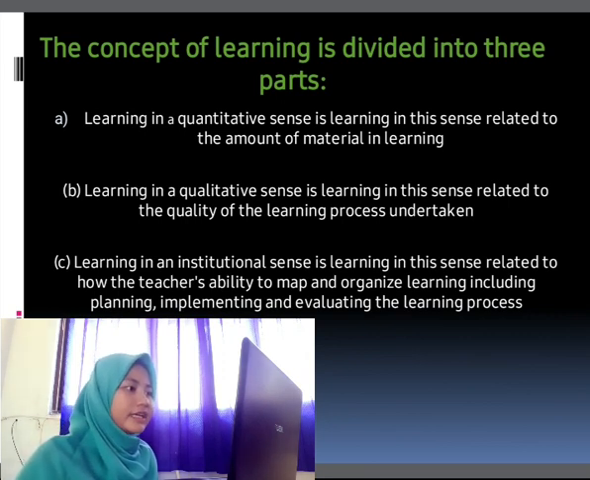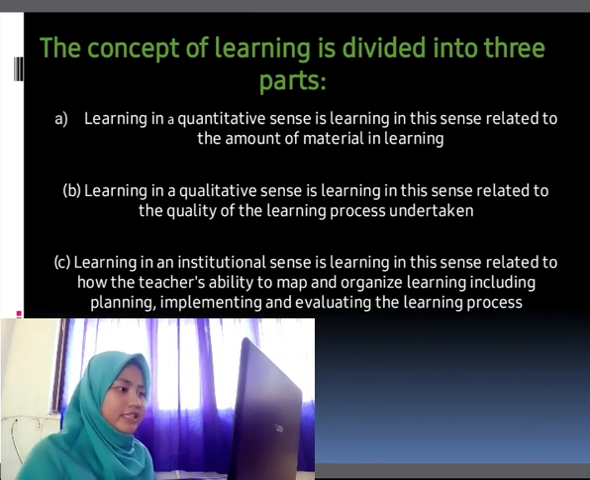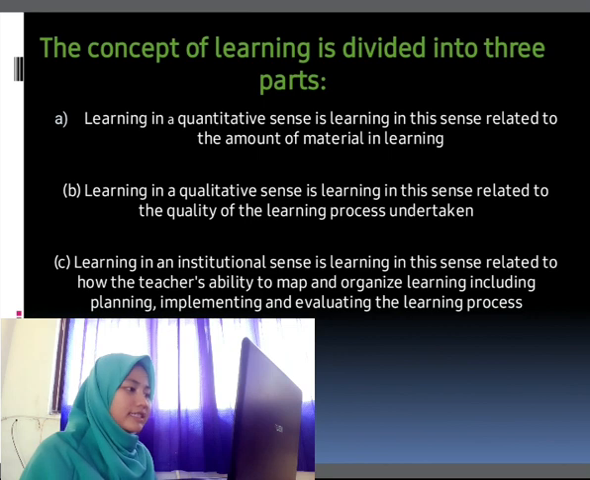For the first is learning in a quantitative sense, is learning in the sense related to the amount of material in learning. And B, learning in a qualitative sense is learning in the sense related to the quality of the learning process undertaken. And the last is learning in an institutional sense, is learning in the sense related to how the teacher's ability to map and organize learning, including planning, implementing, and evaluating the learning process.